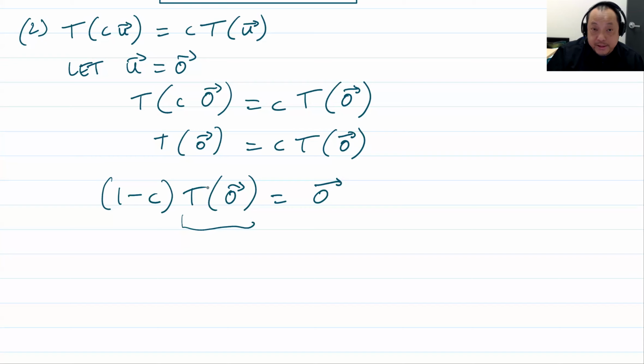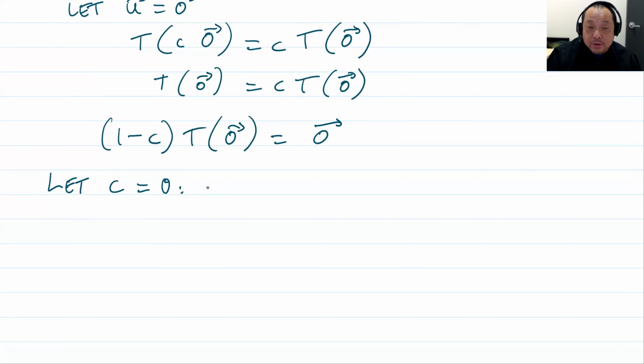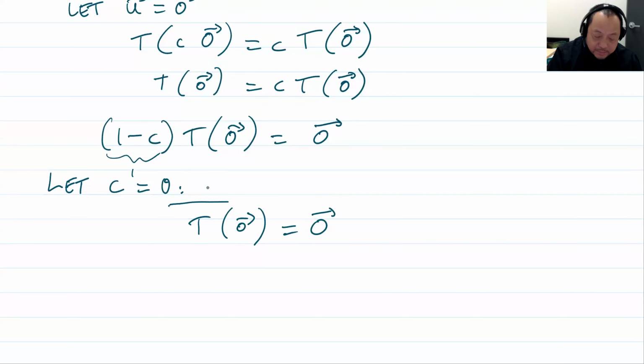I have T of 0 right here, what I want, but it's being multiplied by some number. So the most convenient thing for me to do is make this number into just 1. And to do that, I set C equals 0, because this property here is supposed to be true for all scalars C, so I can just pick my scalar. If I pick my scalar C equals 0, then this is equal to 1, and I have T of 0 is equal to 0. Box it up again.